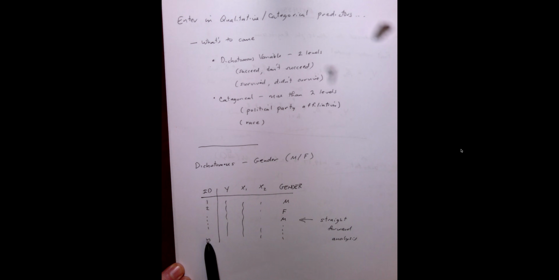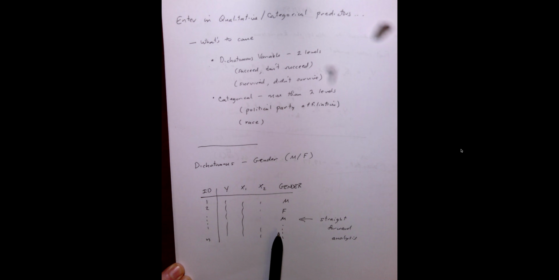So what we would have is our data set, which again would have n subjects. We would have a dependent variable, and then we would have multiple predictors. So in this case, we would have M's and F's, and it'd be a very straightforward analysis.